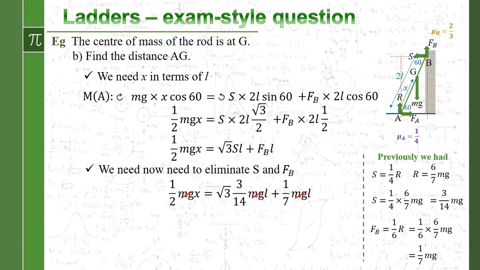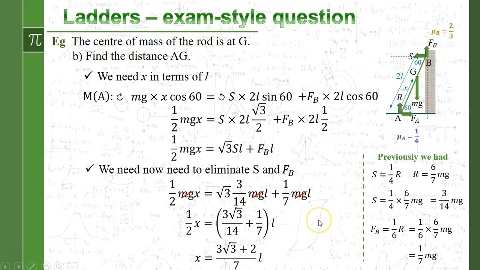So it turns out the weight of the ladder in this particular case becomes irrelevant. What we've got now is an equation that looks like that. What I've done there is just factorised the L, so we've got 3 root 3 over 14 here, 1/7 there, and then all we've got to do is times that by 2, and we end up with that value, which is not a particularly nice surd. In the question it might say give an exact value, or it might say to 3 significant figures, in which case we've got 1.03 L.